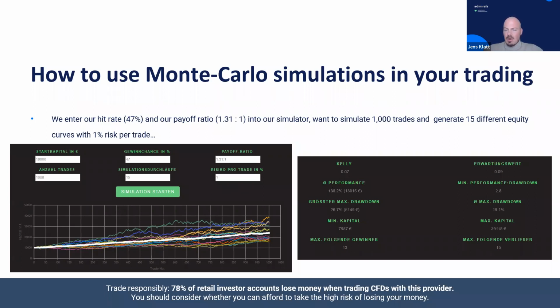So we'll do this now. I'm here with this example. I'll type the same numbers into this Monte Carlo simulator I have open in the backend, and then run through this with you together.